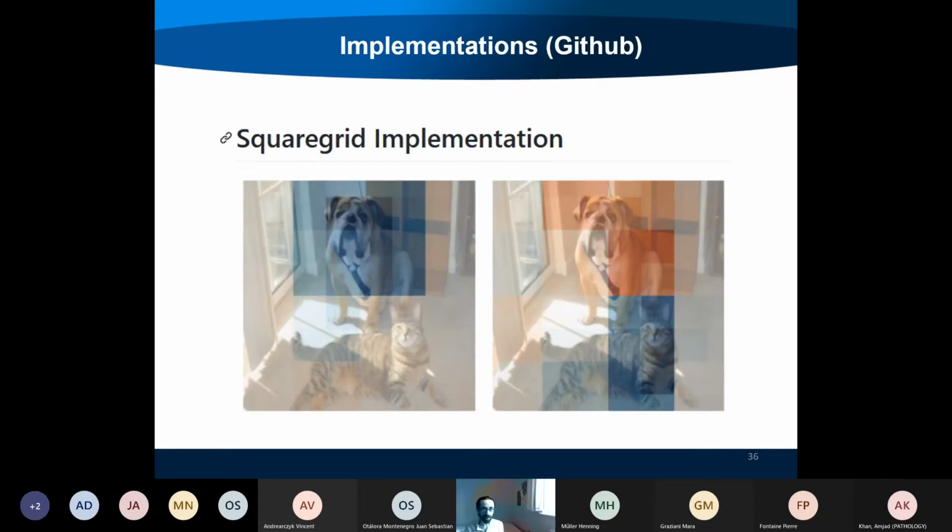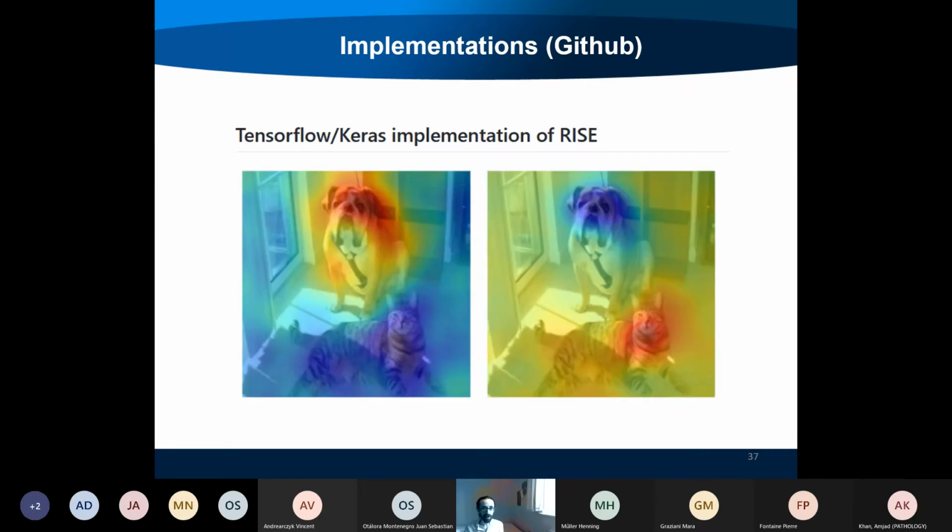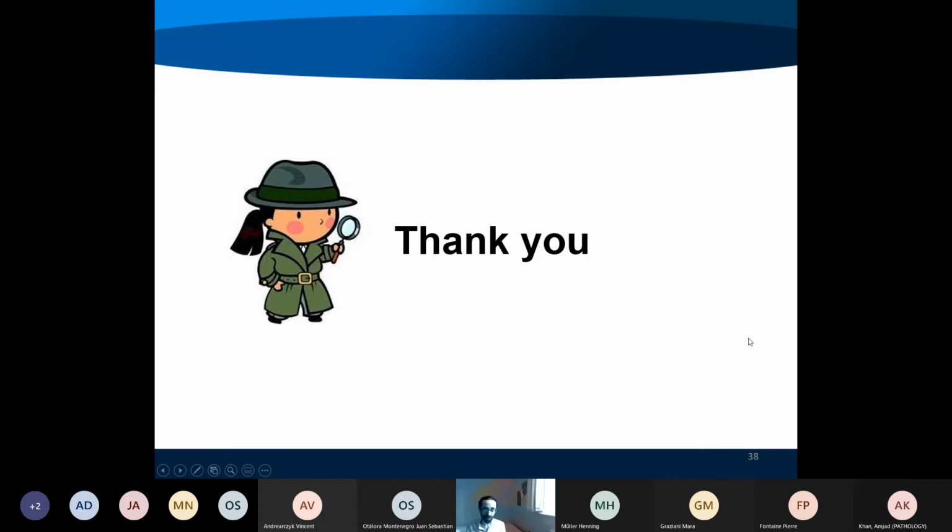Here are just some things that we implemented. So the Squaregrid implementation, if any of you wants to try it, I put it on GitHub. It should be pretty easy to use. You can ask me anything. And I also made one for Rise, the other perturbation technique that generates the explanations by perturbing things with random masks and then doing a weighted average of them. I also put a TensorFlow implementation of this on GitHub. And yep, that's all we had for today. I hope something was useful.